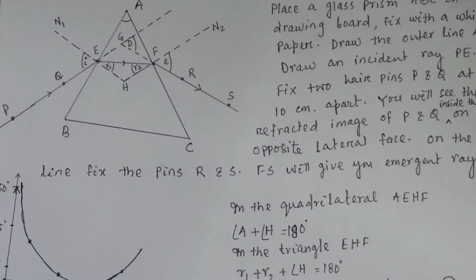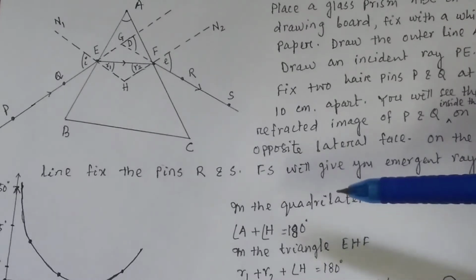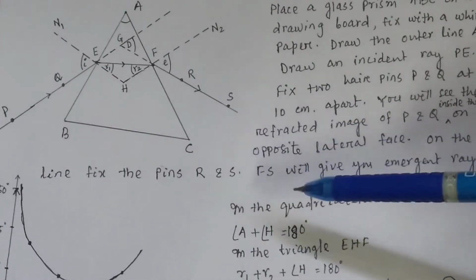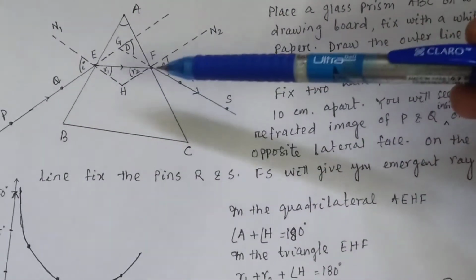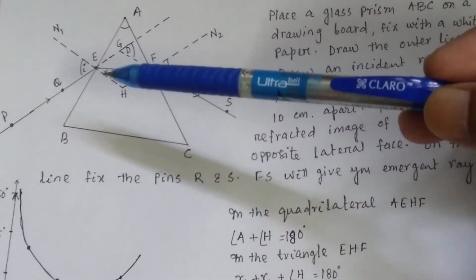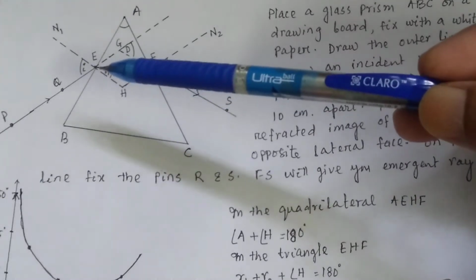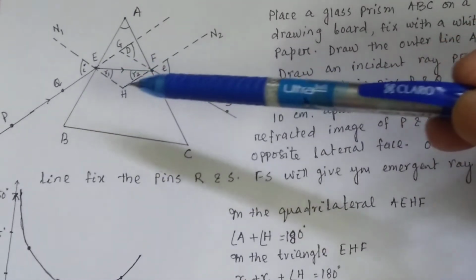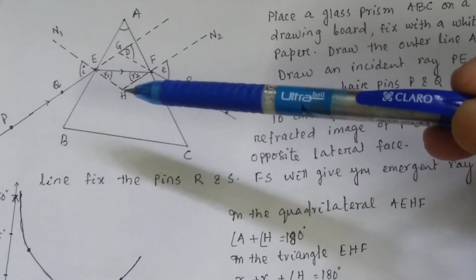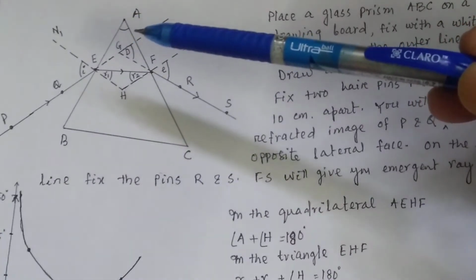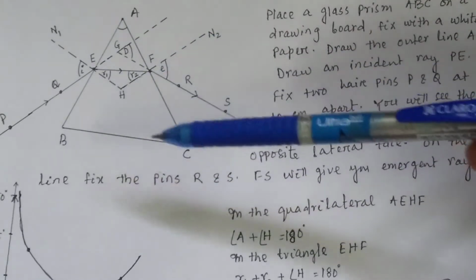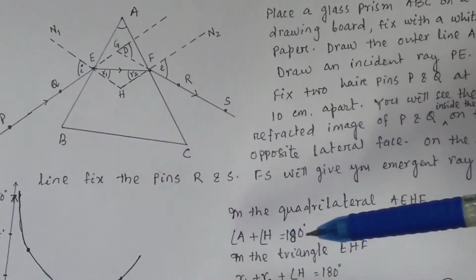Now let us find the derivation for mu, the refractive index of this prism. You see AEHF, this is a quadrilateral. In the quadrilateral, the angle AEH is 90 degrees because EH is the normal. Similarly AFH is also normal, so angle AFH is equal to 90 degrees. So angle A and angle H, that is EHF, these two angles add up to 180 degrees. So A plus H equals 180 degrees.